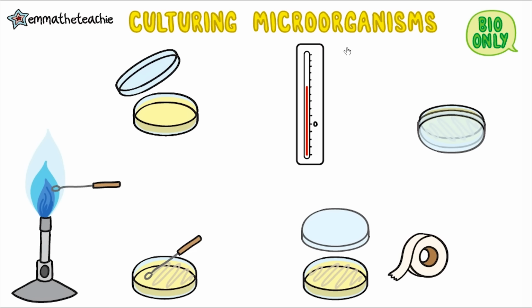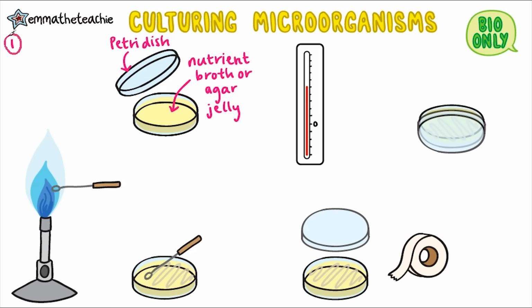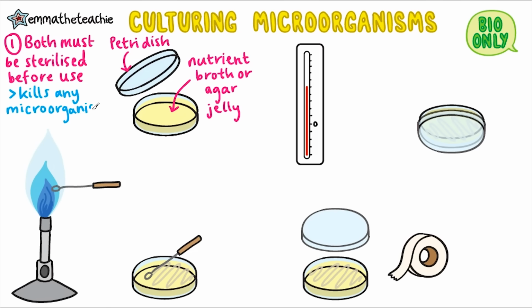Firstly, bacteria are grown in a culture medium that supplies them with nutrients to grow. This can be supplied by either a nutrient broth or a solid agar jelly. These are both found inside a petri dish. The petri dishes and culture media must be sterilised before use. This ensures that any unwanted microorganisms are killed.